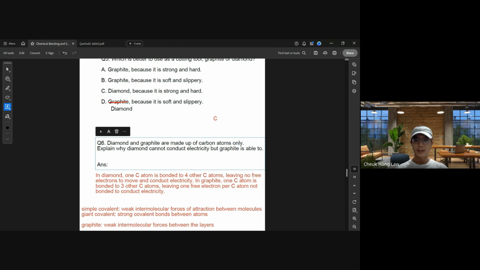So you guys can copy this down, and if you are done, you can send the emoji again.